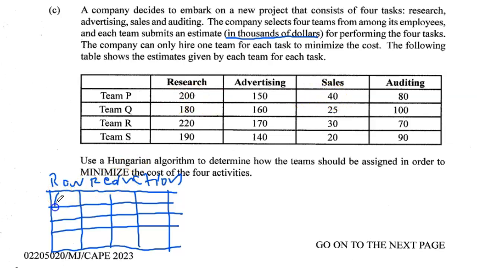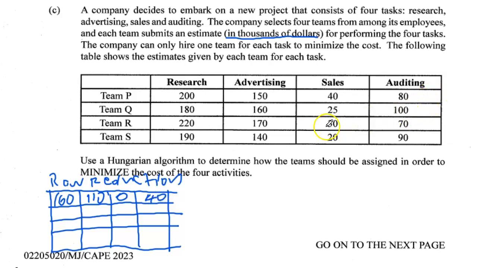Alright, let's begin. So 200 minus 40, that's 160. 150 minus 40, that's 110. 40 minus 40, that's 0. And 80 minus 40, that's 40.